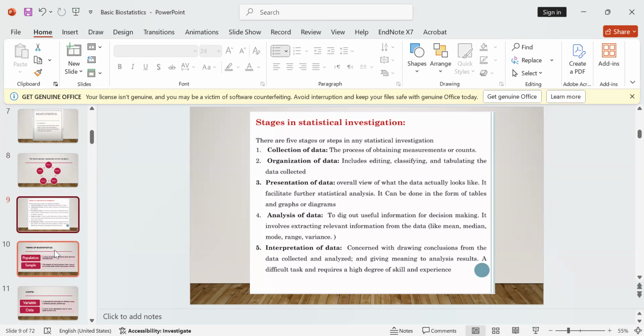To dig out useful information for decision making, it involves extracting relevant information from the data like mean, median, mode, range, variance. Interpretation of data is concerned with drawing conclusions from the data collected and analyzed and giving meaning to the analysis result, a difficult task that requires a high degree of skill and experience.